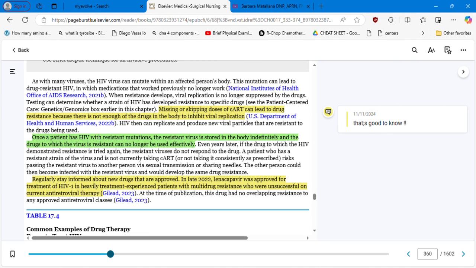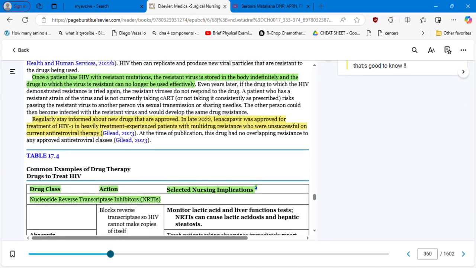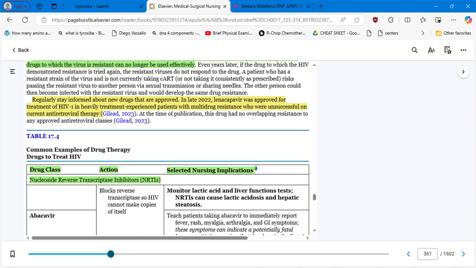Once a patient has HIV with resistant mutations, the resistant virus is stored in the body indefinitely, and the drug to which the virus is resistant can no longer be used effectively. So pay attention to that. Regularly stay informed about new drugs that are approved. Yes, because the treatment for HIV has changed dramatically. Multiple medications have been added.